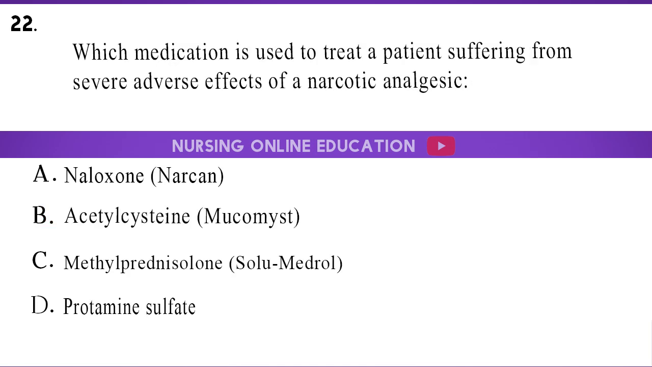22. Which medication is used to treat a patient suffering from severe adverse effects of a narcotic analgesic? A. Naloxone, Narcan, B. acetylcysteine, Mucomyst, C. methylprednisolone, Solu-Medrol, D. protamine sulfate. The answer is option A, naloxone, Narcan.